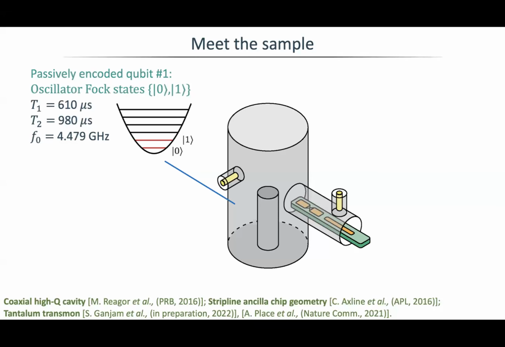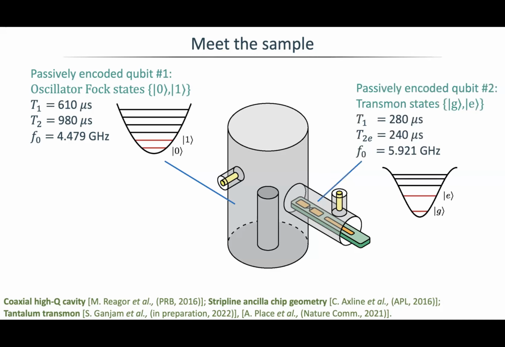And if we want to embed a qubit into it, there are many ways of doing that. The simplest way is by using these lowest two energy levels. We call this a Fock qubit because these are Fock states. And to control this oscillator, we couple it to this nonlinear element, which is this transmon circuit.